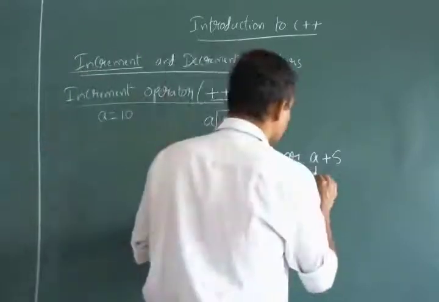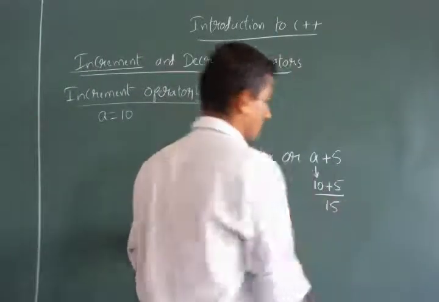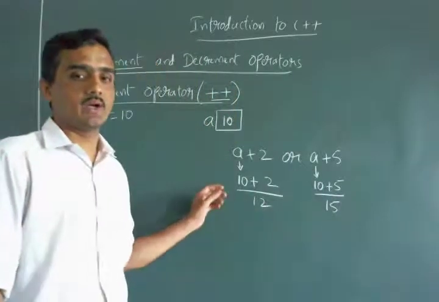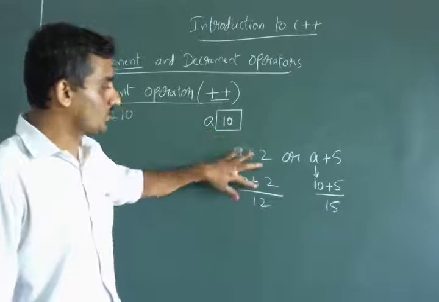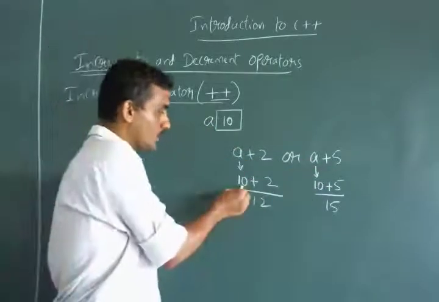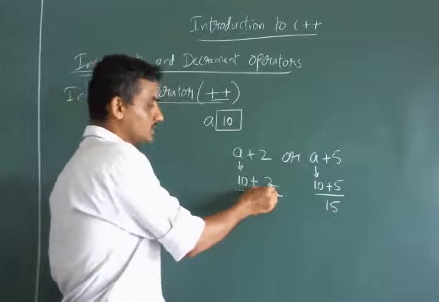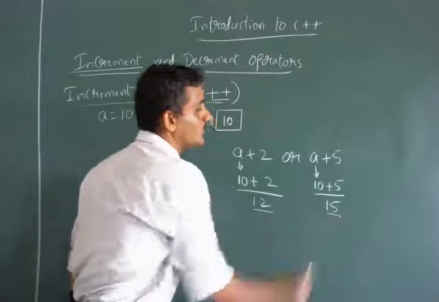Here also, substituting the value of a, 10 plus 5, the final result is 15. So I substitute the value of a and add 2, or substitute the value of a and add 5. The results are 12 and 15.